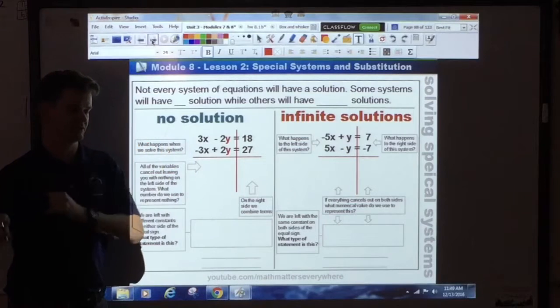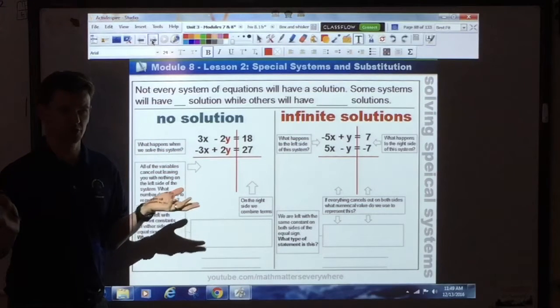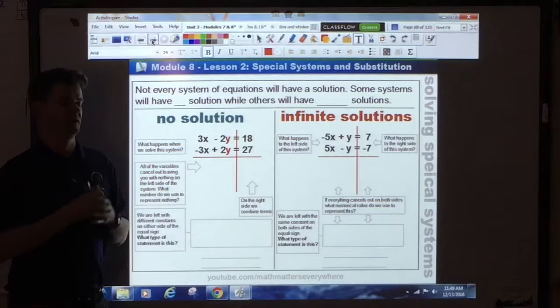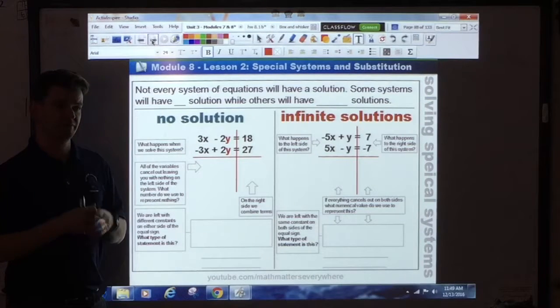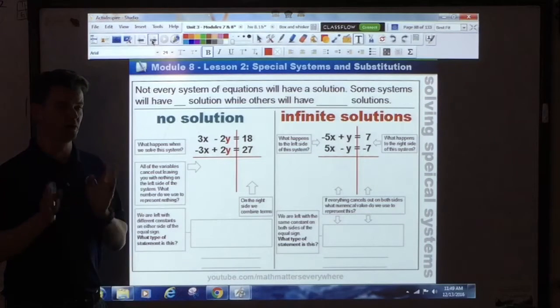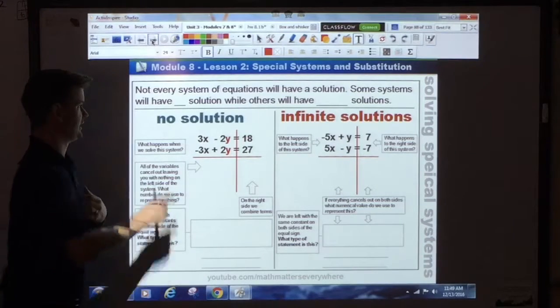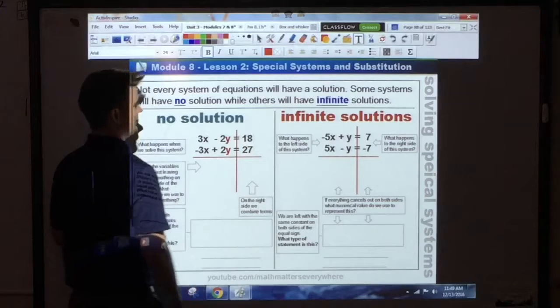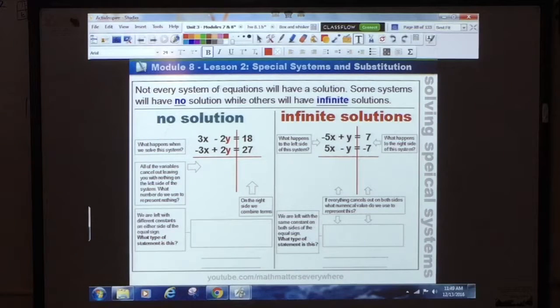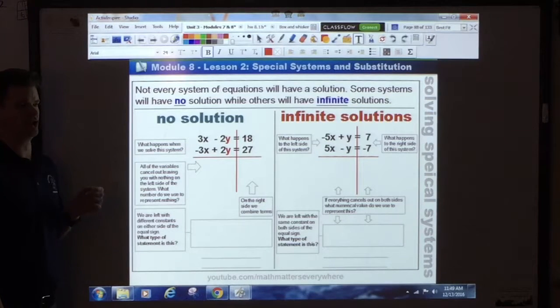Not every system has a solution. There are cases where there's no solution. And there are some systems that have infinite solutions, which means that no matter what values we substitute in for x and y, every single value will give us two true statements. So, no solution and infinite solutions. The good thing about no solutions and infinite solutions is they're probably the quickest type of systems to solve.